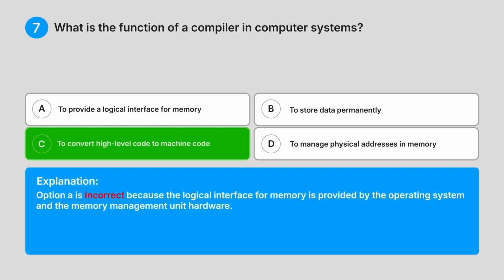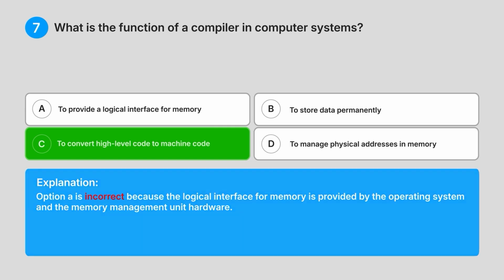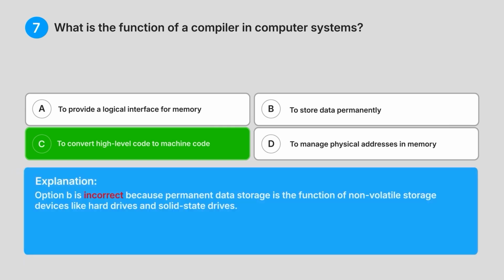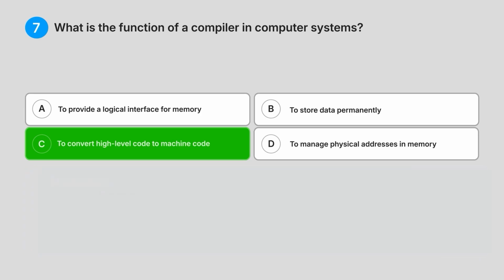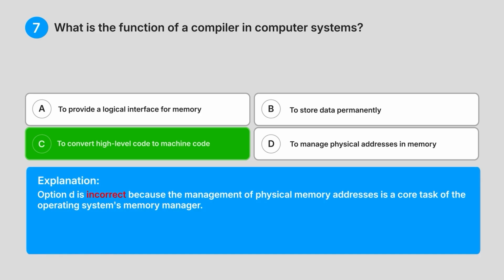Option A is incorrect because the logical interface for memory is provided by the operating system and the memory management unit hardware. Option B is incorrect because permanent data storage is the function of non-volatile storage devices like hard drives and solid-state drives. Option D is incorrect because the management of physical memory addresses is a core task of the operating system's memory manager.